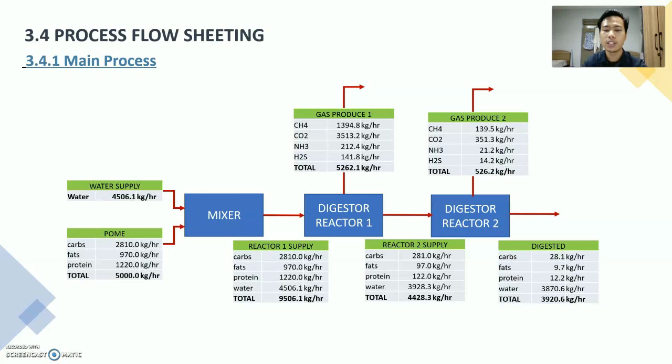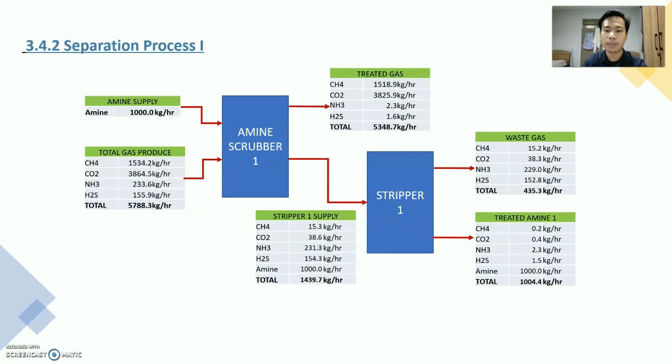From the first reactor, we obtained a total of 5,262 kg per hour of biogas, while the remaining digestate was fed into the second reactor. As for the second reactor, with the same conversion of 90% production of biogas, we obtained a total of 526 kg per hour of biogas.